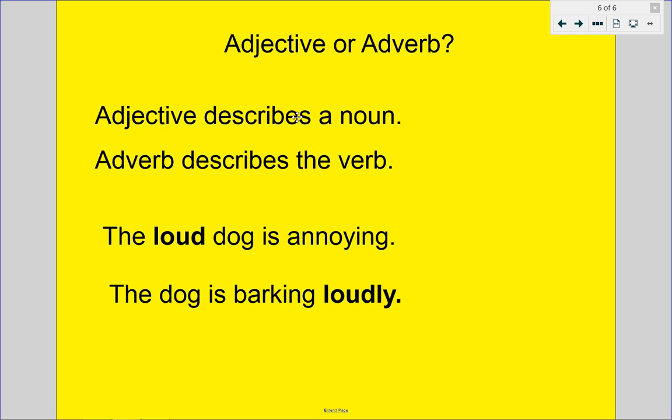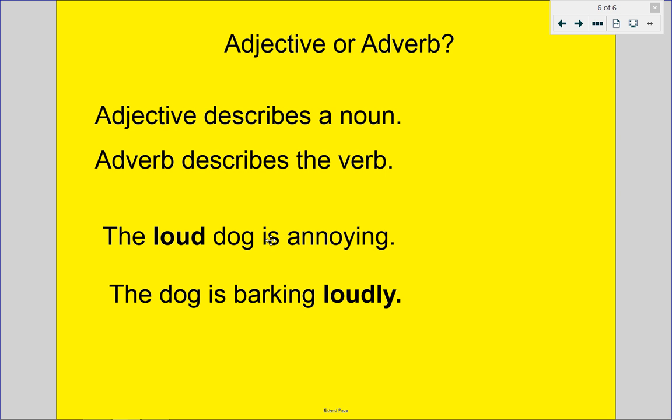And the final thing I want to go over is adjective or adverb. So an adjective describes a noun. An adverb describes the verb. The loud dog is annoying. So I look at my verb is, well, the dog is, am I going to say how is it, or where is it? Where is it? How is it? Or what is it?